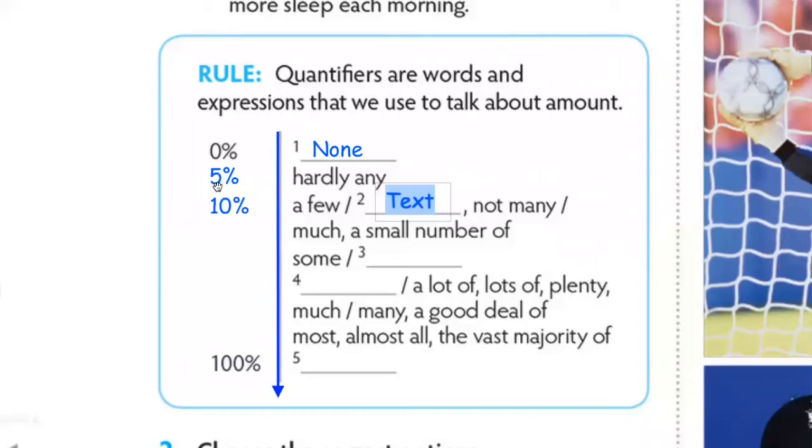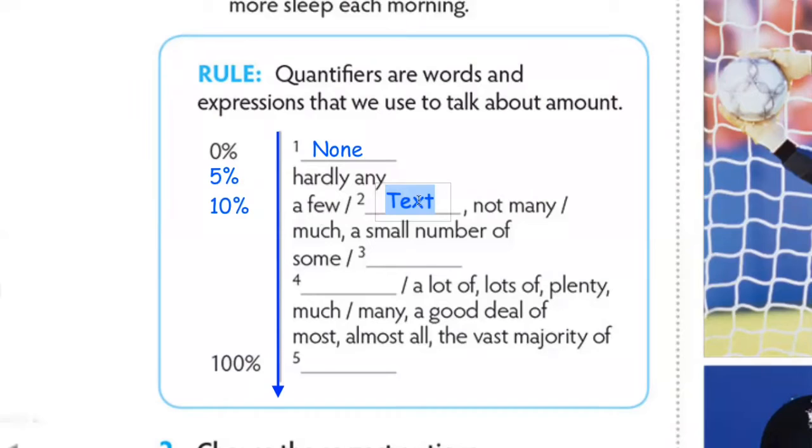But if it has a little bit of liquid, maybe it has hardly any coffee. You're drinking coffee in the morning for breakfast, you have hardly any coffee. It has 5% of the quantity. Now, if we go to 10% of quantity, you could say, well, I have a few friends, maybe 2 friends, for my party. I say that for me last night. I had a few friends at my house.